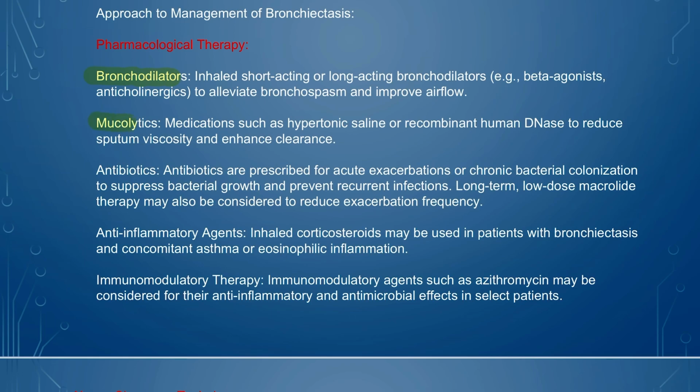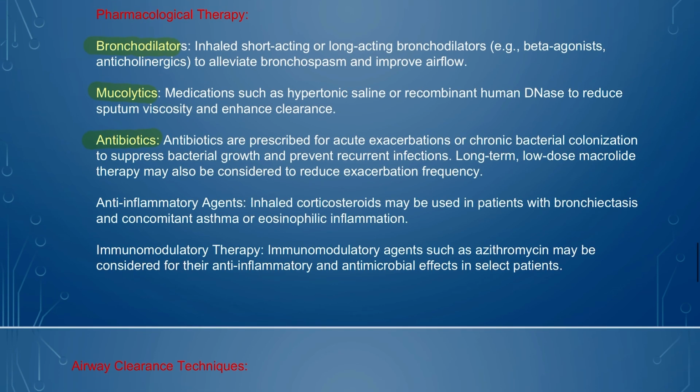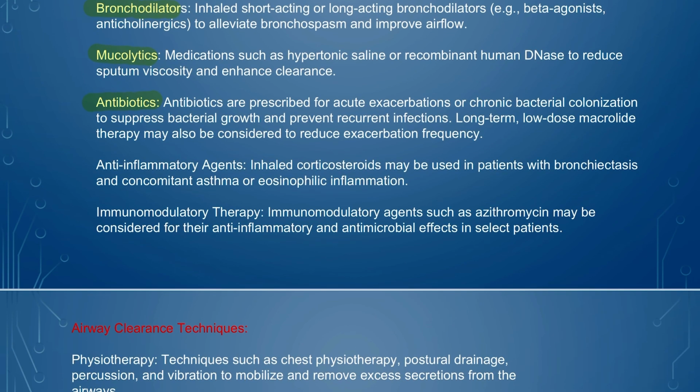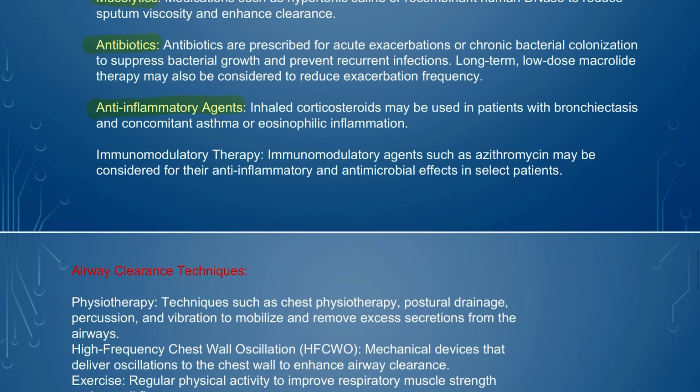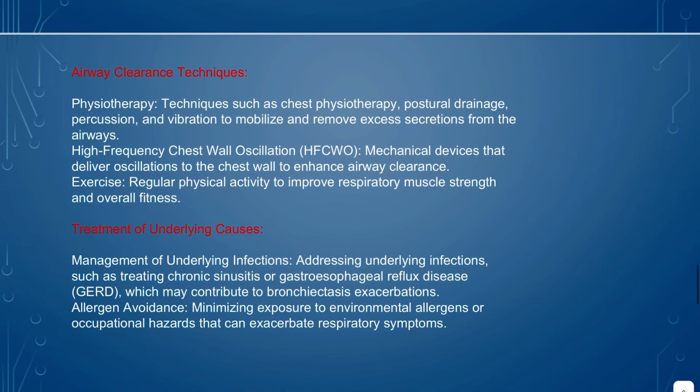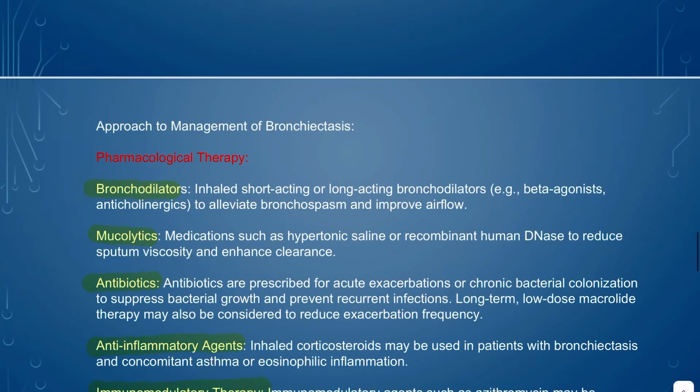Mucolytics play a major role, like hypertonic saline and recombinant human DNase, to reduce sputum viscosity and enhance clearance. Antibiotics treat acute exacerbations and chronic bacterial colonization to suppress bacterial growth. Among anti-inflammatory agents, there is sometimes a role for inhaled corticosteroids, especially in patients who have concomitant asthma or eosinophilic inflammation, and immunomodulator therapies. Sometimes azithromycin may be considered for its anti-inflammatory and antimicrobial effects in selected patients. Then this is the first group, pharmacological therapy.